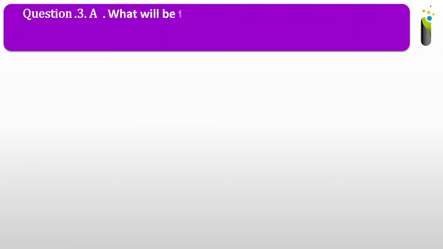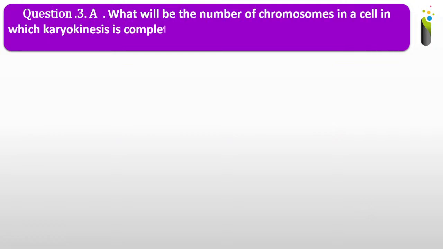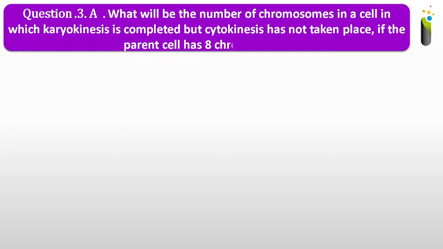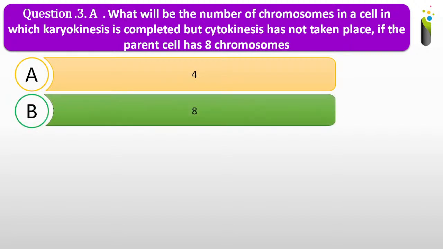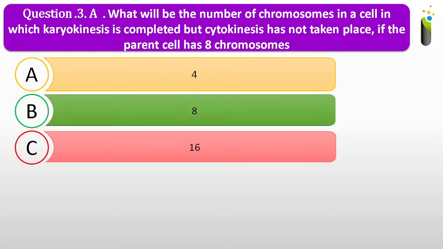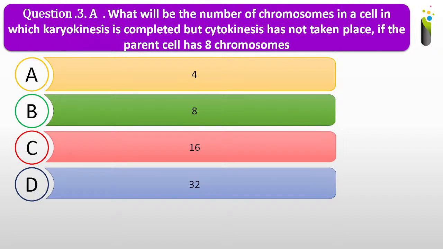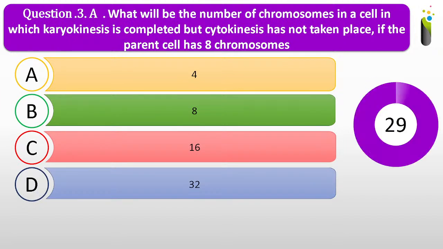Question number 3, sub-question A. What will be the number of chromosomes in a cell in which karyokinesis is completed but cytokinesis has not taken place if the parent cell has 8 chromosomes? And your options are A, 4, B, 8, C, 16, D, 32. Karyokinesis is completed but cytokinesis has not taken place.